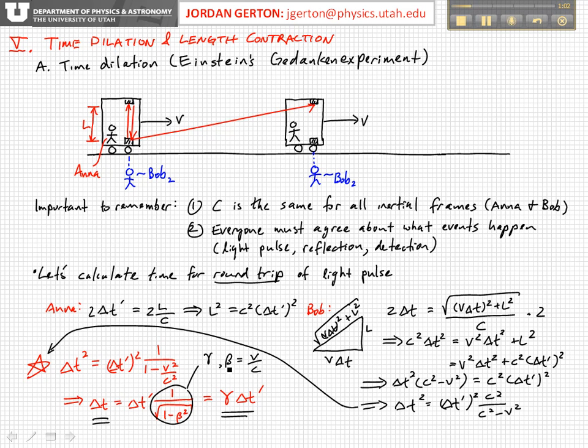And remember, if you look at this ratio, gamma, beta is the ratio of the velocity of the cart relative to the speed of light. So gamma is always greater than or equal to 1, and so the time interval measured in Bob's frame is always going to be longer than that measured in Anna's frame. That's the time dilation that we discussed in the previous lecture.